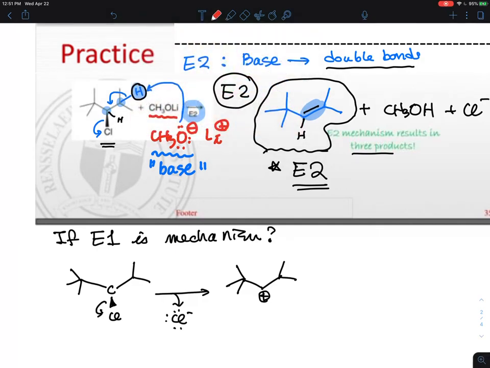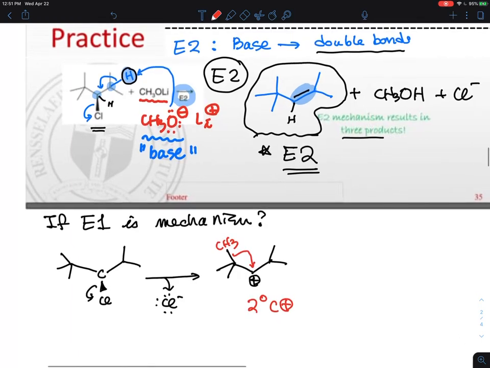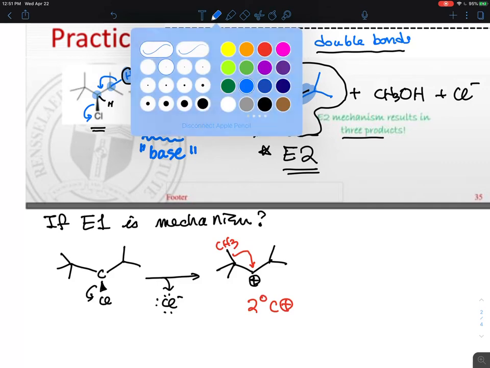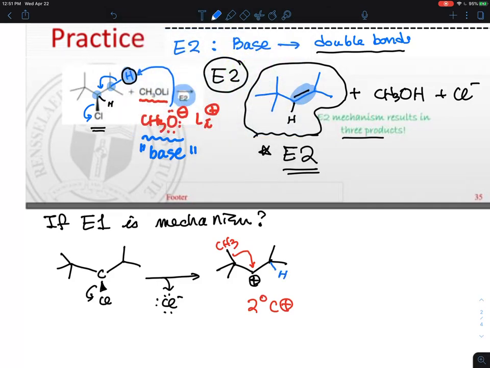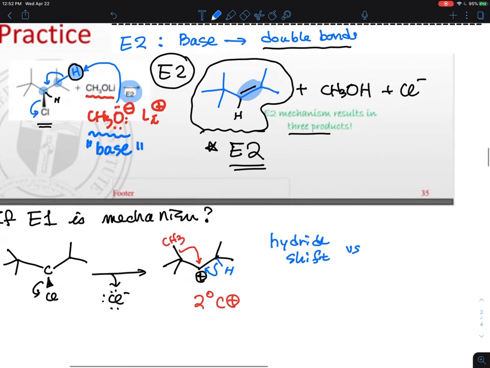Okay, so if you look at that, wait a minute. This is a secondary carbocation, but now I see this methyl. So I think the methyl shift, just like we have done before. Or the second option is, you see the hydrogen here, and then they can work as a hydride shift, right? And which one wins? Hydride shift versus methyl shift.